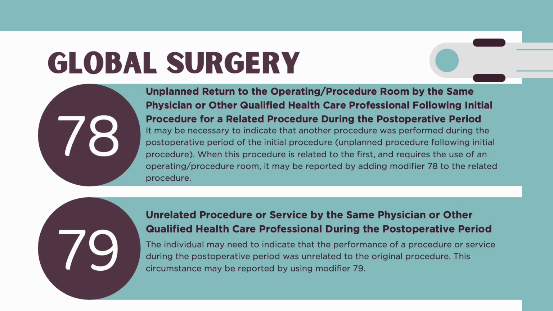Modifier 79 is used to report an unrelated procedure or service by the same physician or other qualified healthcare professional during the post-op period. For example, a patient has an open reduction of an ankle fracture done in October. In November, the patient has appendicitis and has an emergency appendectomy. The appendectomy is unrelated to the ankle fracture, and therefore it is coded with modifier 79 appended to the code for the appendectomy.